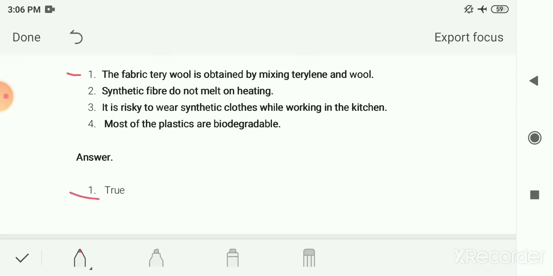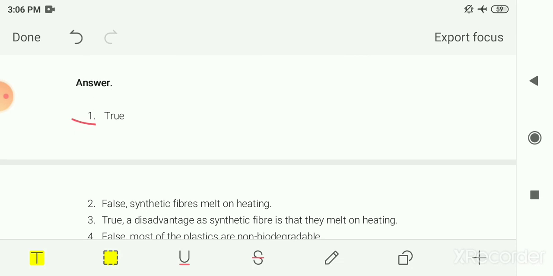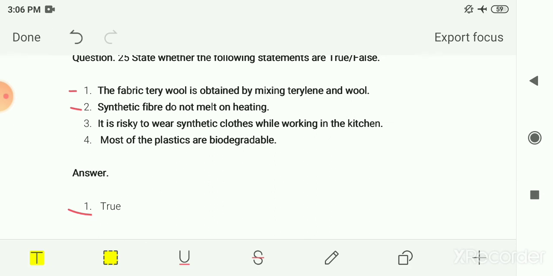Here the answer is given to you. Next is, synthetic fiber does not melt on heating. So your answer is false. Let me see the reason. The synthetic fiber melts on heating. That's why it is advisable not to wear this kind of fibers while cooking or while working in the laboratory. Next is, it is risky to wear synthetic clothes while working in the kitchen. So yes, as we had seen, it is risky to wear synthetic clothes while working in the kitchen as it catches fire easily. So that's why it's risky or disastrous.